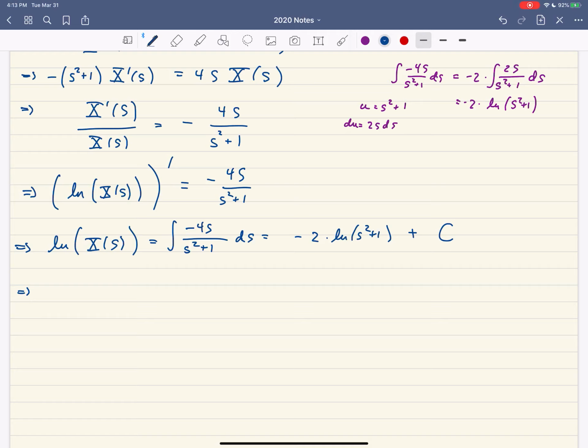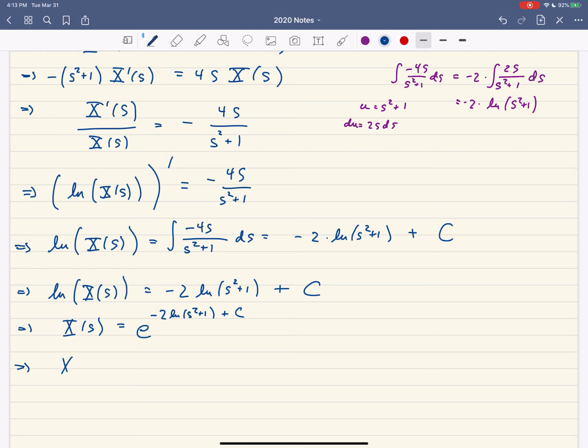So to solve for capital X, I'm just going to rewrite this one more time, just for ease of following along. This is going to be the natural log of capital X, and that's going to be equal to negative 2 natural log of s squared plus 1 plus c. And so if we exponentiate both sides, capital X is going to be, we'll have e to the negative 2 natural log of s squared plus 1 plus c.